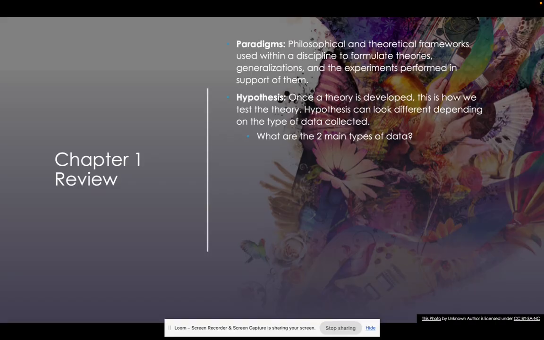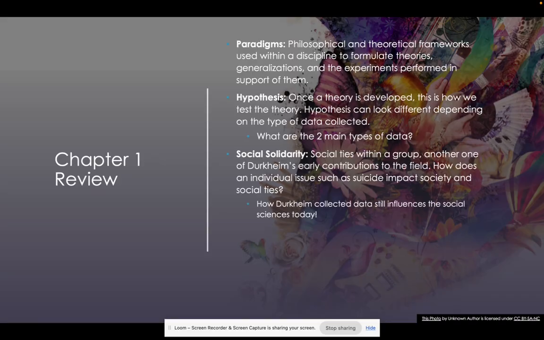A hypothesis. Once a theory is developed, this is how we test the theory. Hypotheses can look different depending on the type of data collected. So there's sort of two main types of data, qualitative and quantitative. And depending on your research question and your hypothesis, that's going to influence the type of data you collect.